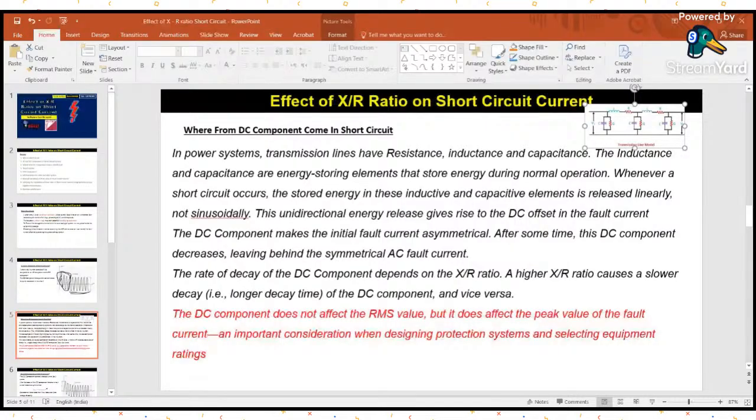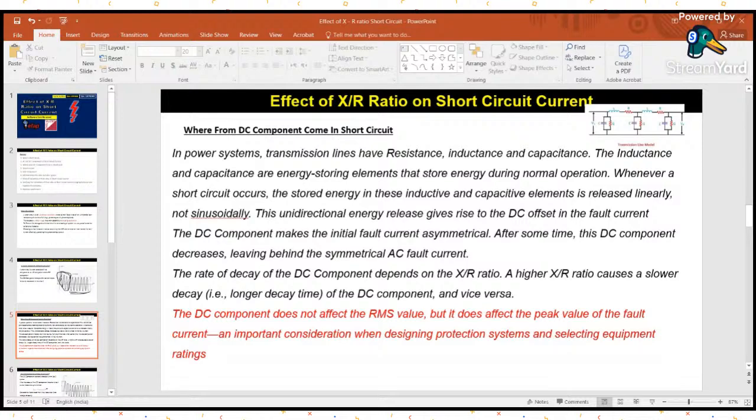What we have also written here: whenever a short circuit occurs, the stored energy in these inductive and capacitive elements is released linearly, not sinusoidally. This unidirectional energy release gives rise to the DC offset in the fault current. That is, the DC component comes from these energy storing elements. The DC component makes the initial fault current asymmetrical, as I have already said. After some time, this DC component decreases, leaving behind the symmetrical AC fault current.